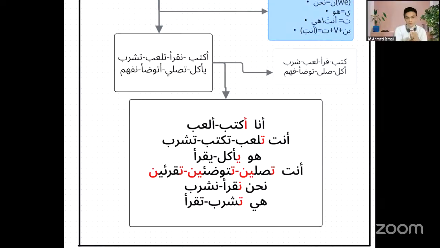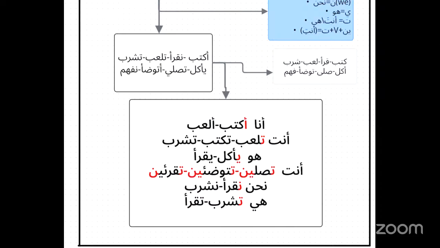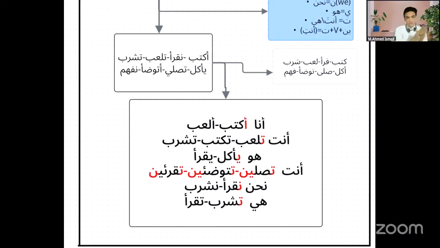So تشرب, the same thing. تشرب, it's هي or أنت تشرب, like you drink for مذكر, or هي تشرب, she drinks. And then we have يأكل, تصلي: هو يأكل, هي تصلي, or أنت تصلي. We can say this or that. There's no difference between هي and أنت in this case.